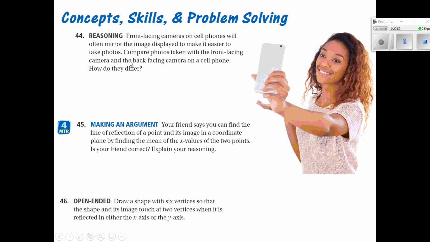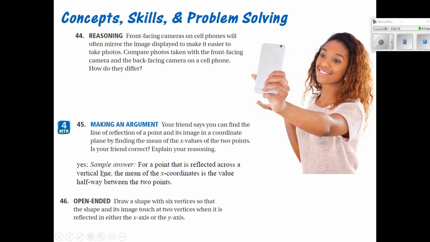All right, 44 is for you to do. 45 says making an argument. Your friend says you can find the line of reflection of a point and its image in the coordinate plane by finding the mean of the x values of the 2 points. Is your friend correct? Explain your reasoning. Yes, your friend is correct. For a point that is reflected across a vertical line, the mean of the x-coordinates is the value halfway between the 2 points. All right, number 46 is for you to do.